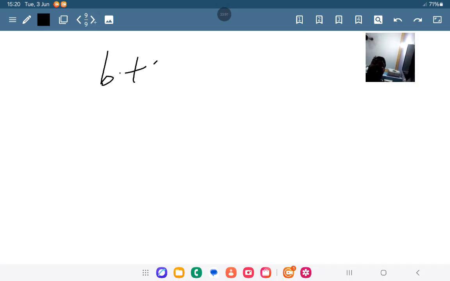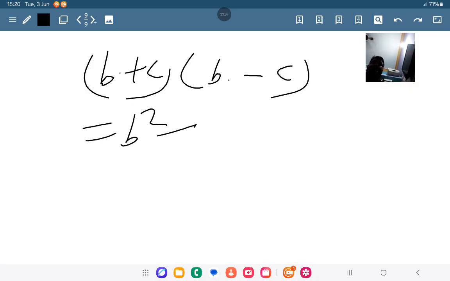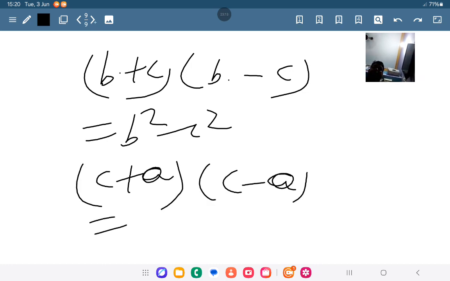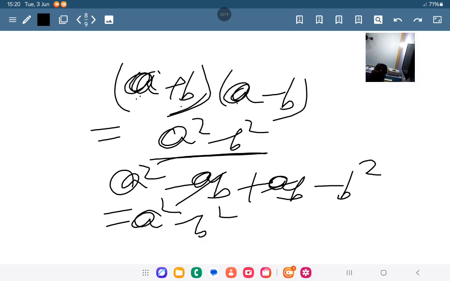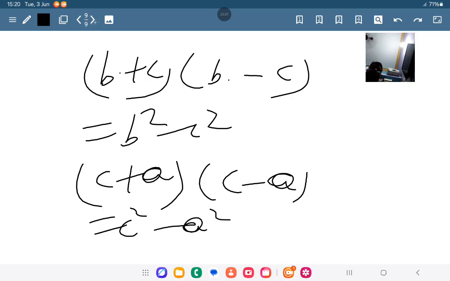Similarly, (b plus c) into (b minus c) is equal to b square minus c square. (c plus a) into (c minus a) is equal to c square minus a square. Understood? Like this, just multiply them using the distributive formula. a into a is a square, a into minus b is minus ab, b into a is ab, b into minus b is minus b square. So (a plus b) into (a minus b) is a square minus b square. Similarly, (b plus c) into (b minus c) will be b square minus c square, and (c plus a) into (c minus a) will be c square minus a square.